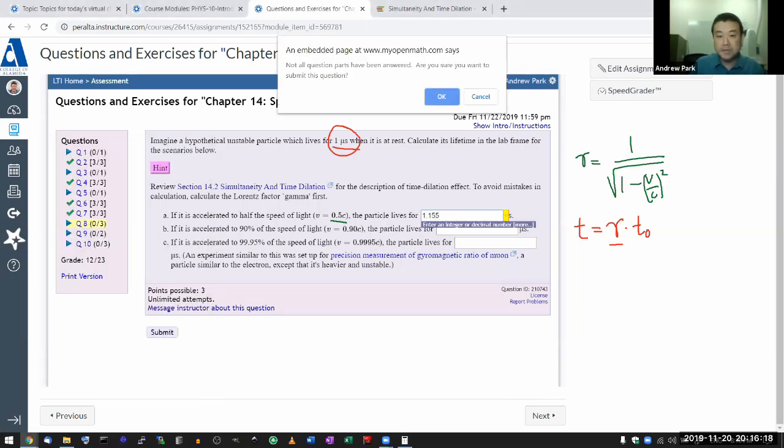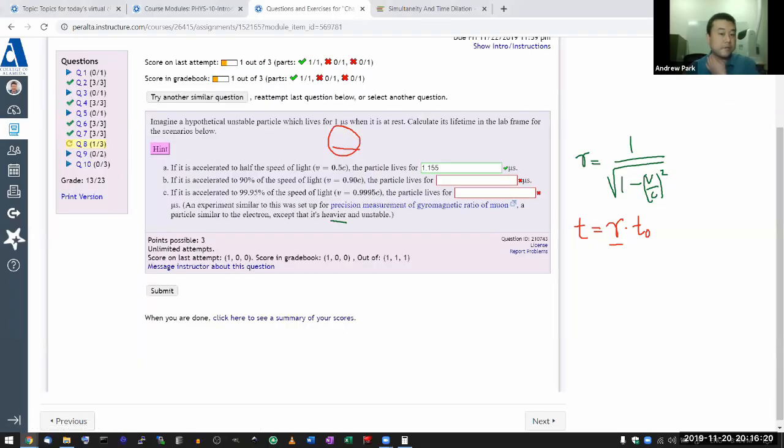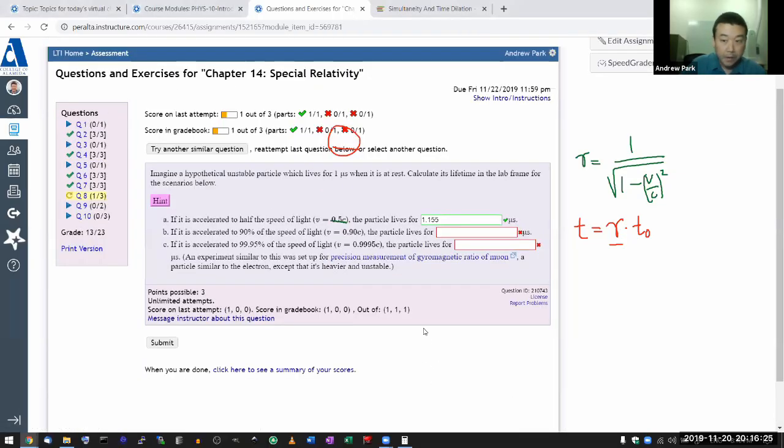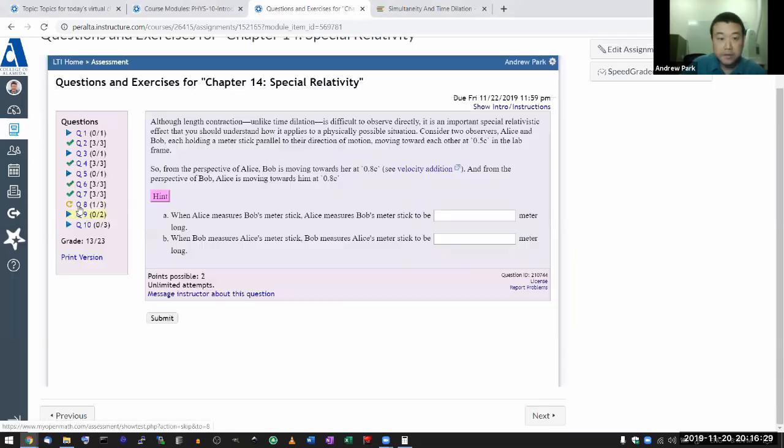Parts B and C are very similar. You'll just get larger numbers, but you don't really have to worry about that. All right, let's keep going. Question 9.